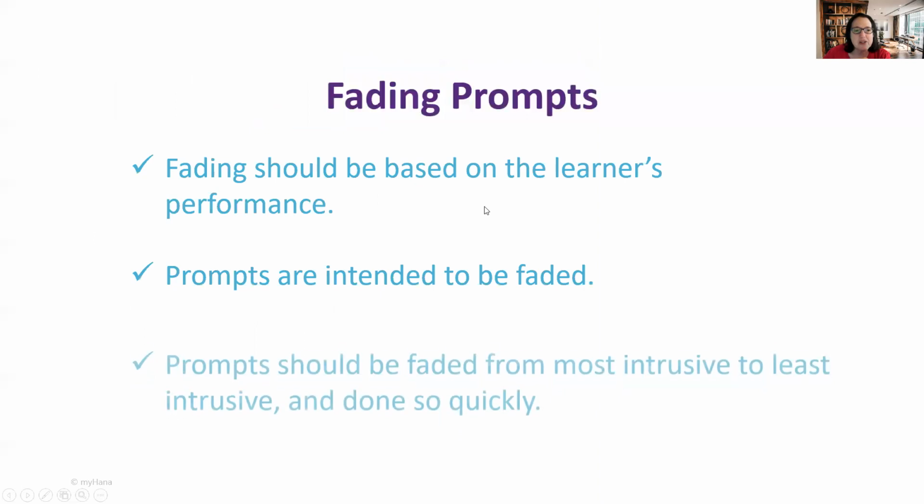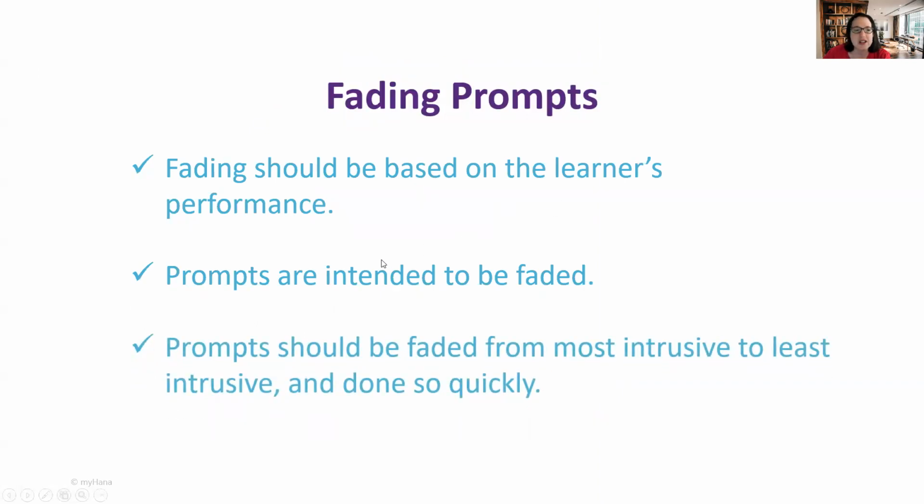Fading prompts should be based on the learner's performance. The prompts are intended to be faded, not there for the rest of their life in most cases. They should be faded from the most intrusive, like hand over hand or pointing, to least intrusive, and try to do it quickly. Please remember, prompts are supplemental stimuli. They're not supposed to be there forever. You're not teaching pointing or teaching them to recognize you pointing to the thing. You want them to do it. Aim to fade prompts quickly to reduce a child being prompt dependent, where they can only do it if you prompt them to.